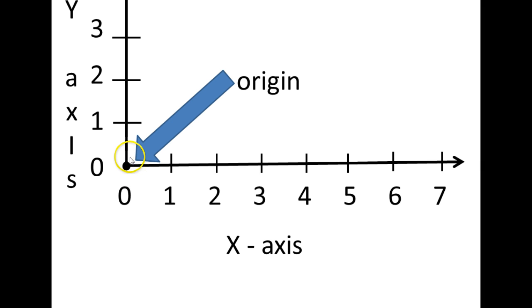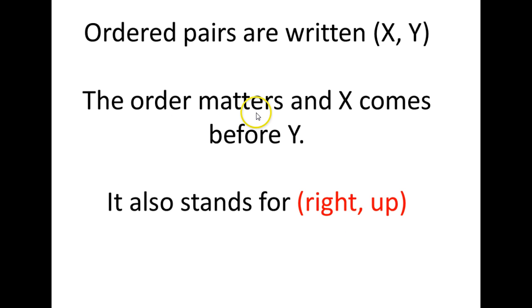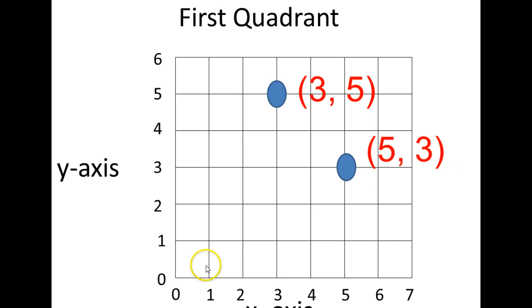This spot right here at 0, 0 is called the origin. And the origin is where things begin, so that's where you're always going to start. Ordered pairs are written parentheses, x, comma, y. The order matters and x always comes before y. It also stands for "I'll be right up." And you'll see in the videos how I get the right up.